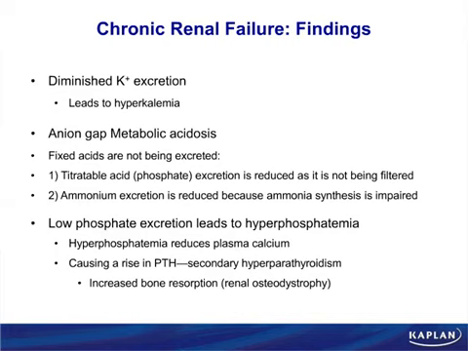Now, here's another common effect that the examiners like to go after. Low phosphate excretion leads to hyperphosphatemia. Hyperphosphatemia binds to calcium, leading to low calcium levels. This causes a rise in PTH. This is known as secondary hyperparathyroidism. This chronically elevated PTH will lead to increased bone resorption, leading to renal osteodystrophy.